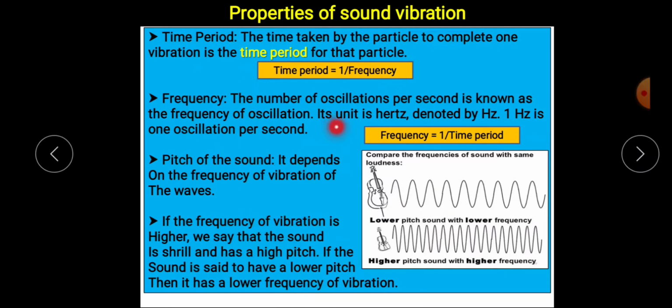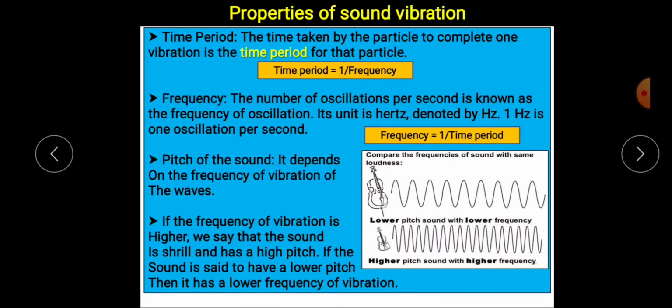And frequency is denoted by the unit hertz, or in short, capital H and small z, Hz. So if in 1 second the body is vibrating only one time, then the frequency will be 1 and we will write 1 hertz. But if the particle in 1 second is vibrating 1, 2, 3 times, then we say the frequency is 3 and it will be written as 3 hertz. Did you understand, children? The frequency can be found out by the formula 1 by time period.